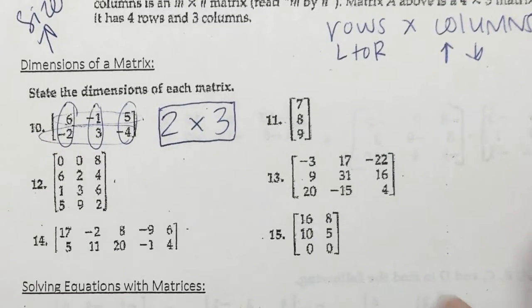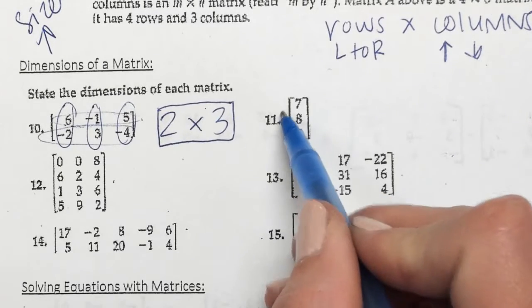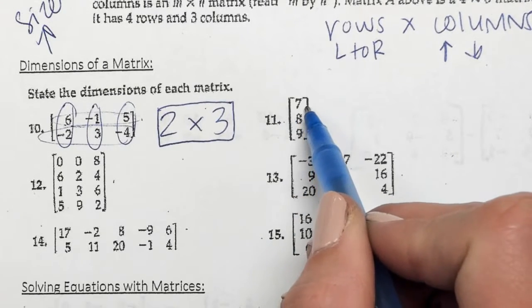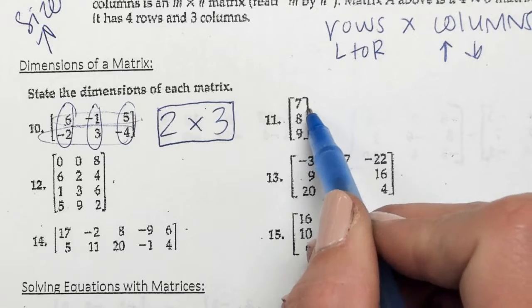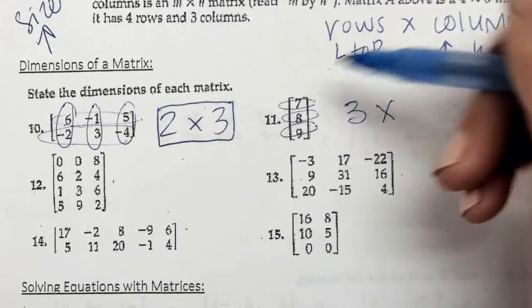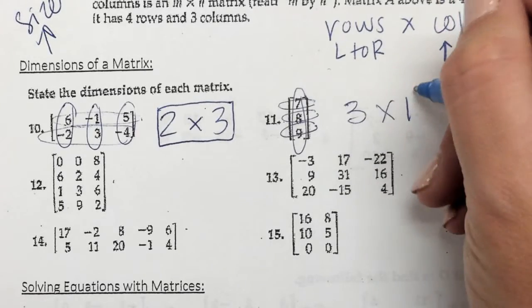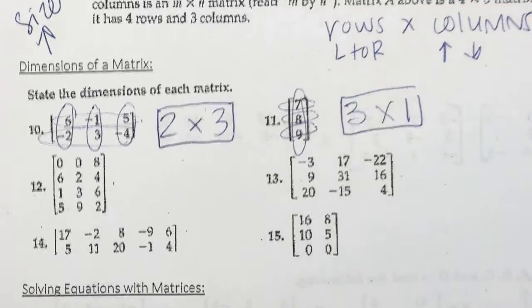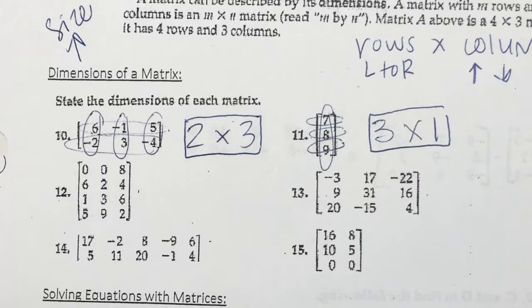And the next one, number 11, how many rows are there? 3. Good. Read from left to right. 3 rows. How many columns? 1. That's it. Do 12 through 15 on your own. Just quickly go through, find the dimensions of each matrix.